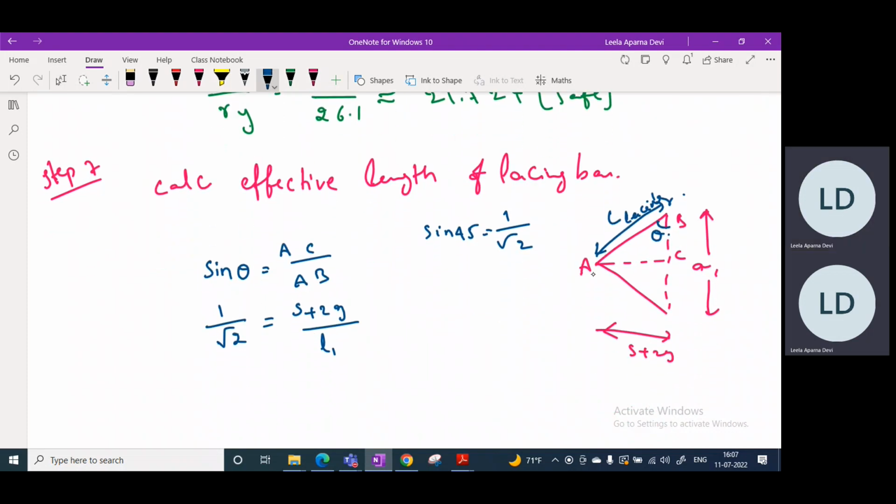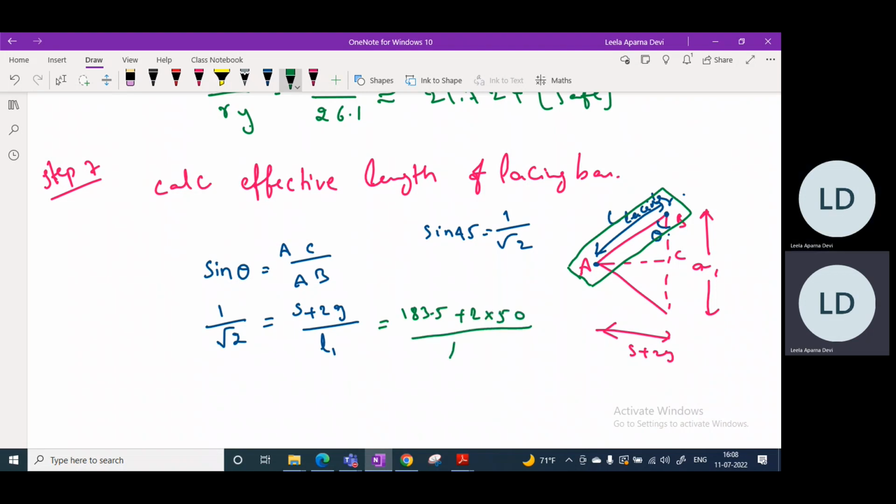As this is the effective length, why? Because this A and B are bolt holes. If you observe the lacing, it will be like this. So only we are calculating the effective length, not the overall length here. So from this, as we know all the S and G values, the only unknown is L1. So now L1 is 400.92. If you take 401 mm.